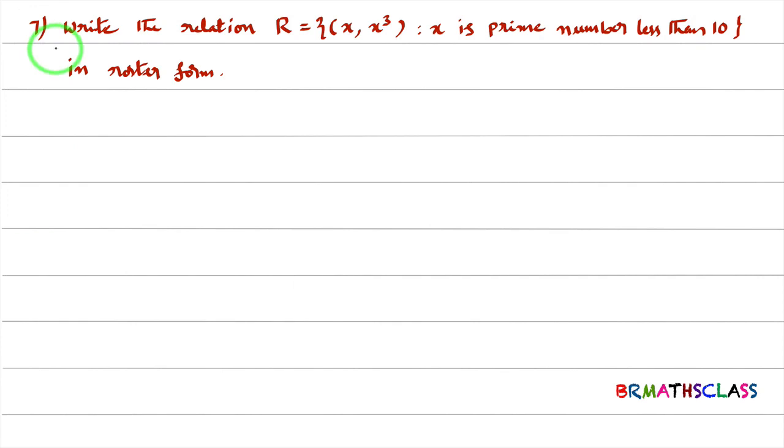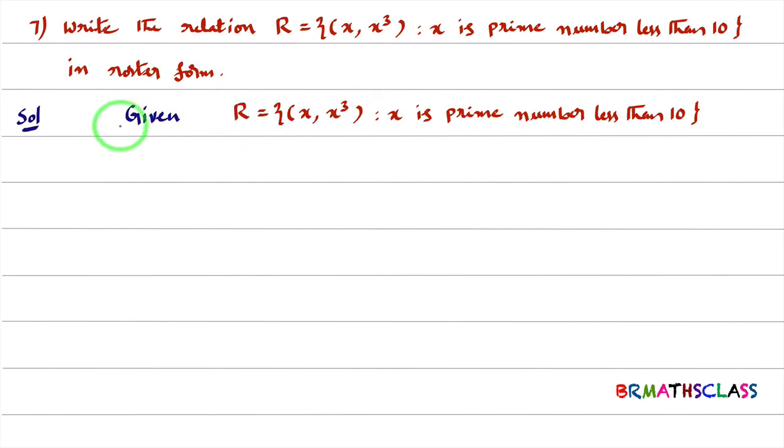You observe what they are asking in the question. Write the relation, which is in set builder form, x comma x cube such that x is a prime number less than 10, in roster form. We need to write this relation in roster form. This is the given relation: R equal to the ordered pairs x comma x cube such that x is a prime number less than 10.